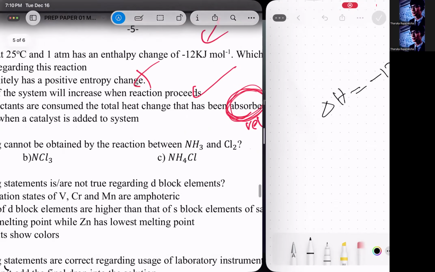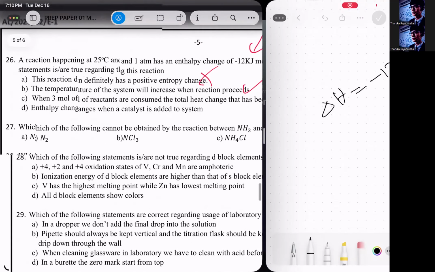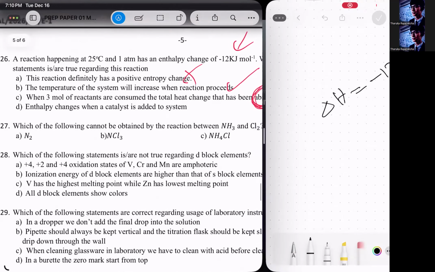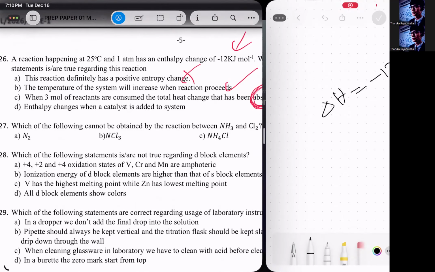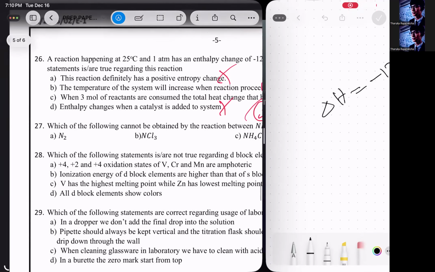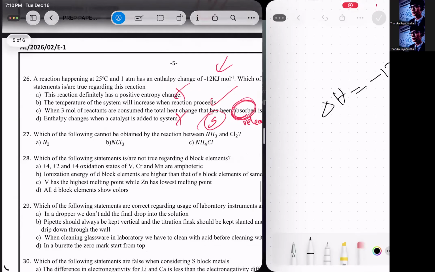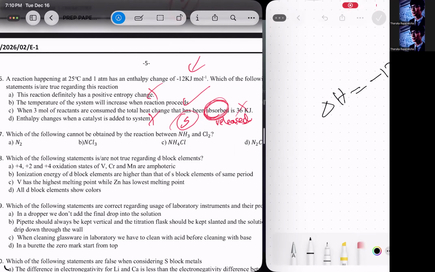Question number 26. Now D statement. Enthalpy changes when a catalyst is added to a system. People, enthalpy cannot be changed by a catalyst. That's wrong. So it's answer number 5 here. A lot of you people have put answer number 2, because I told you it's a tricky one. Statement C is tricky. It's absorbed. I have put not released.